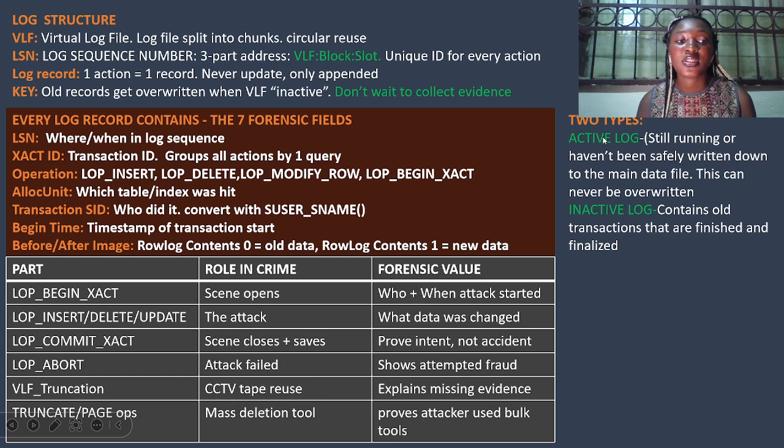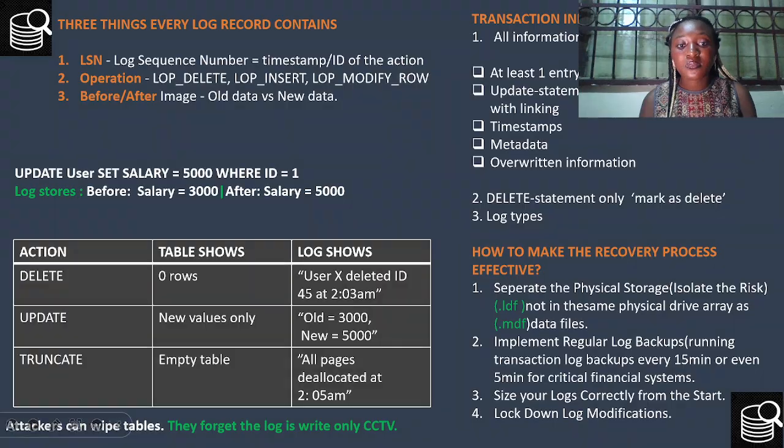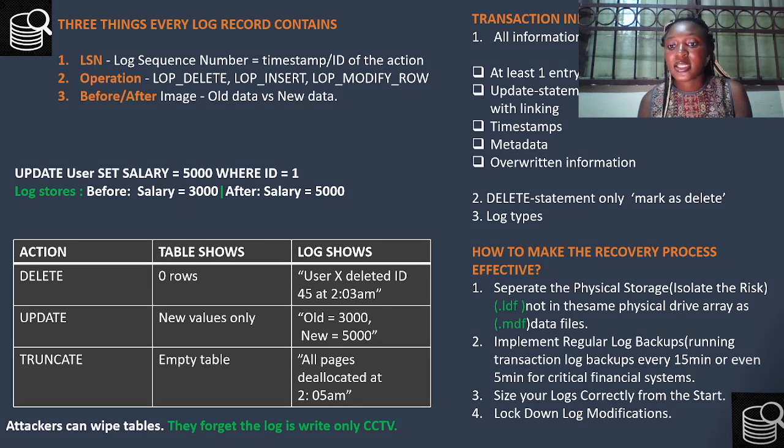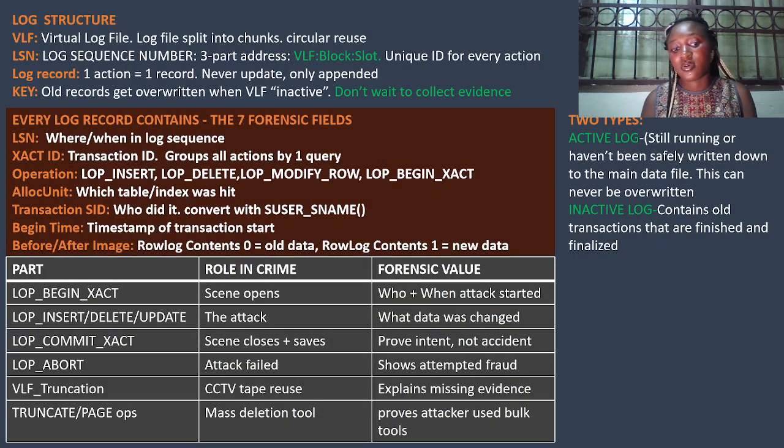So transaction logs are of 2 types. We have the active log and we have the inactive log. The active log is the one that cannot be overwritten. It has programs that are still running, and they have not been safely written down to the main file. So this one cannot be overwritten. But the inactive log contains finalized logs that have already been written. And when the checkpoint has already been completed, the data now can come to the inactive logs. I think that's all for this section, and we are going to see you in the next class.